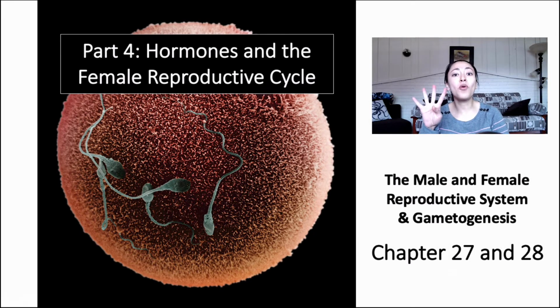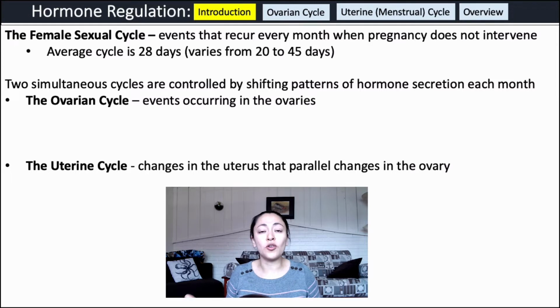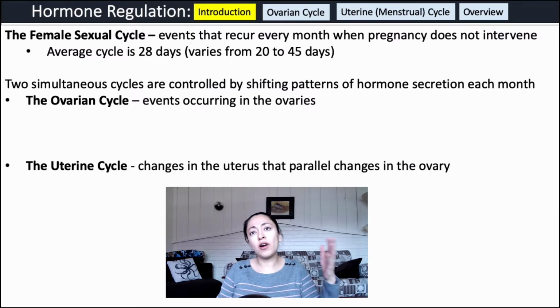This is part 4 of the reproduction chapter. And in part 4, we're going to be looking at the hormones involved in the female reproductive cycle. The female reproductive cycle, or sexual cycle, are events that are occurring within the ovaries and the uterus every single month unless pregnancy intervenes. The average cycle for a female is about 28 days, but it can vary from 20 days to 45 days.